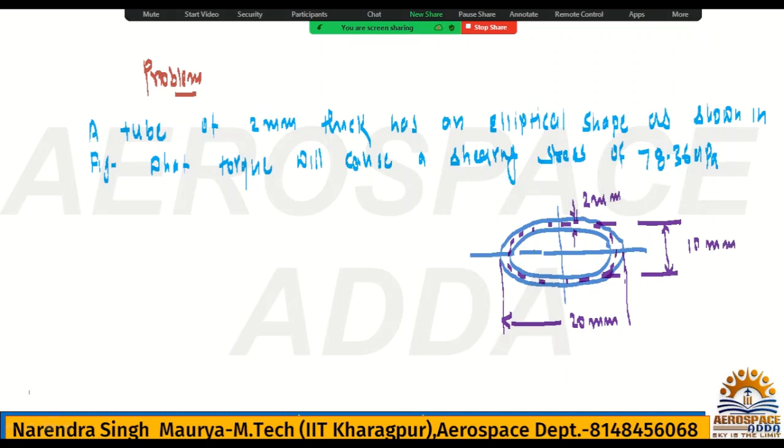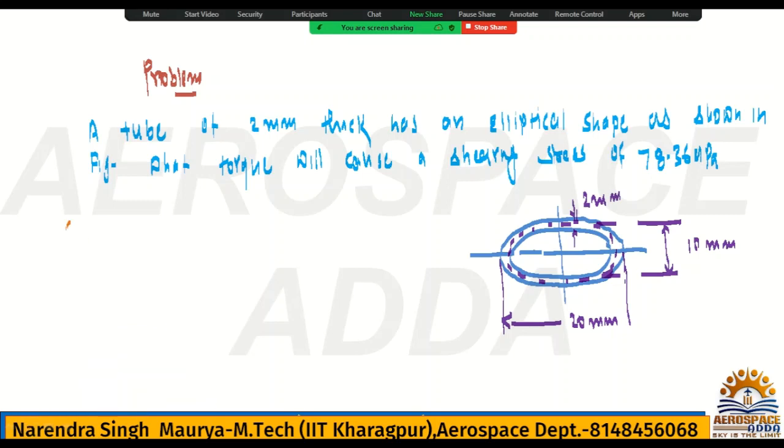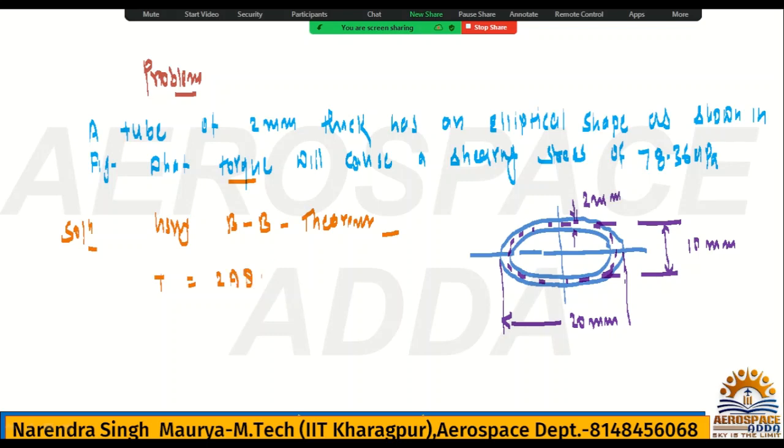The solution of this problem is simple. You know what we need to calculate. They are asking what torque. So by using the Bredt-Batho theory, it is T equal to 2AqT, where 2Aq is nothing but tau into t.